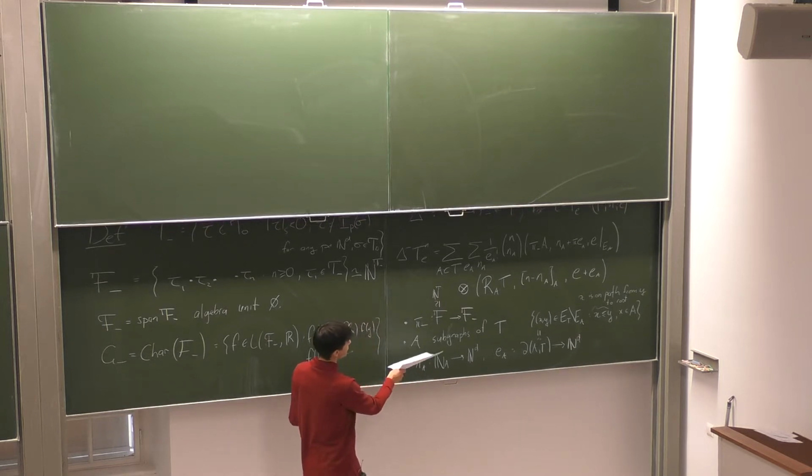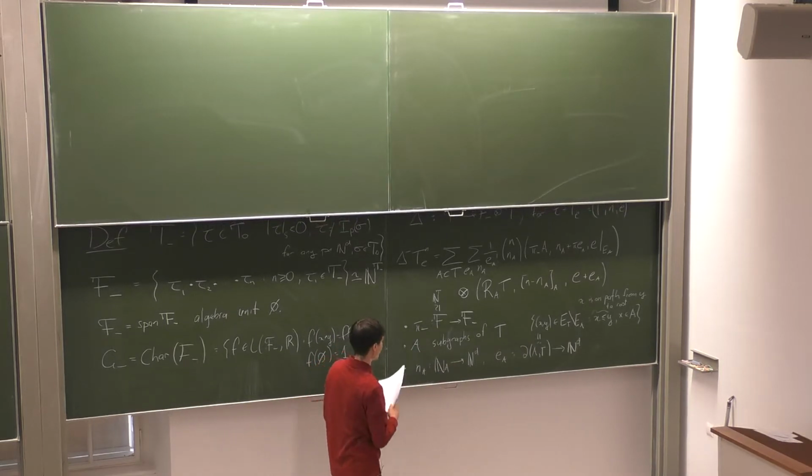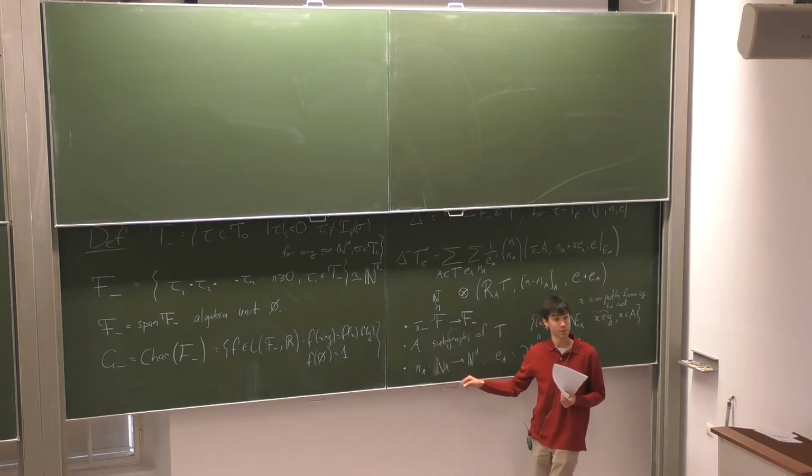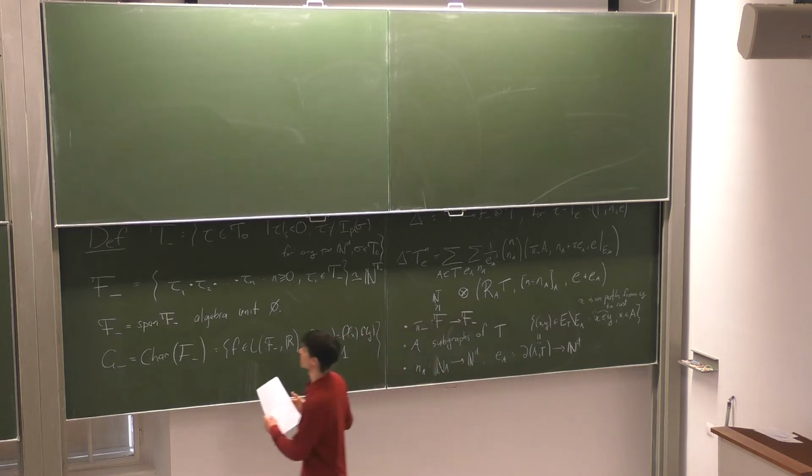n_A runs over the set of all functions. Sorry, n. Yeah, this is just supposed to be n of A. So n of A is just the set of nodes in A. Yeah, it's nothing to do with natural numbers.